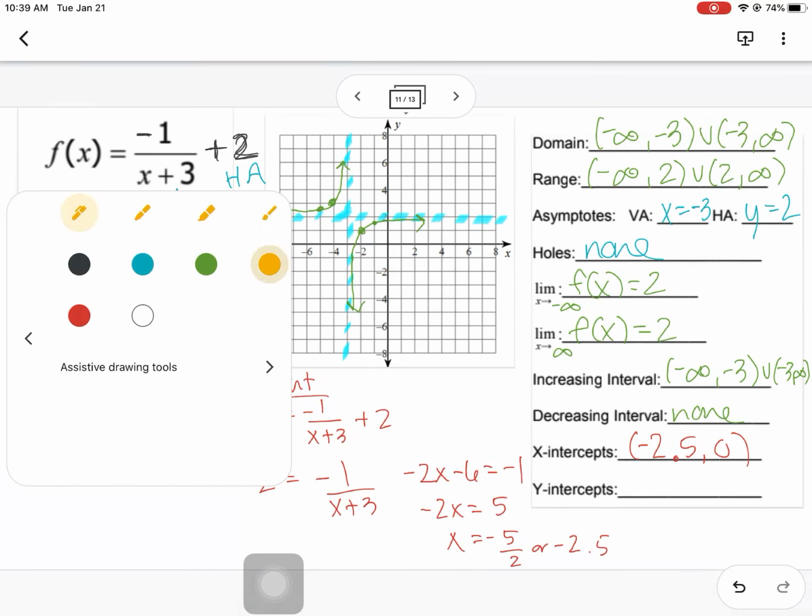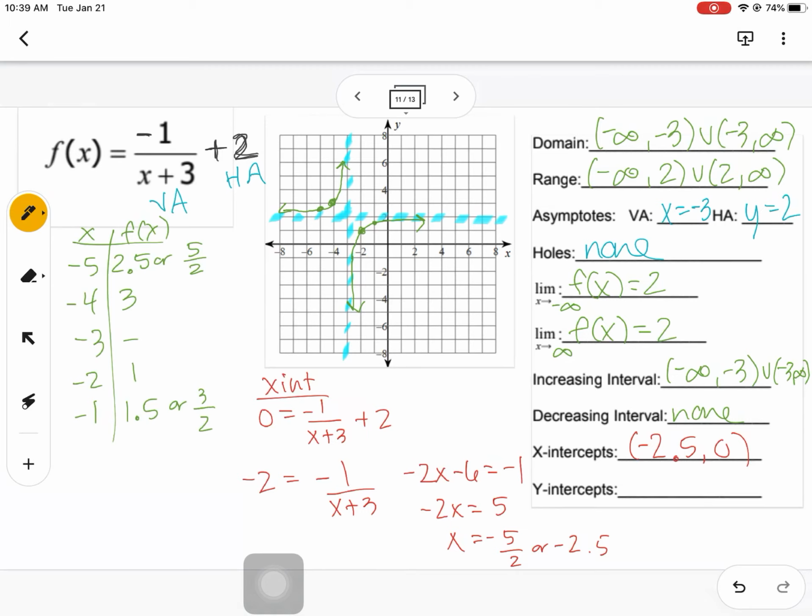For our y-intercept, we did not plug in 0 yet, so I'm just going to add a line in my chart. This is going to give me negative 1/3 plus 2 when you plug that in, which is going to be 1.6 repeating, or 1 2/3. Again, looking at the graph, that seems about right.